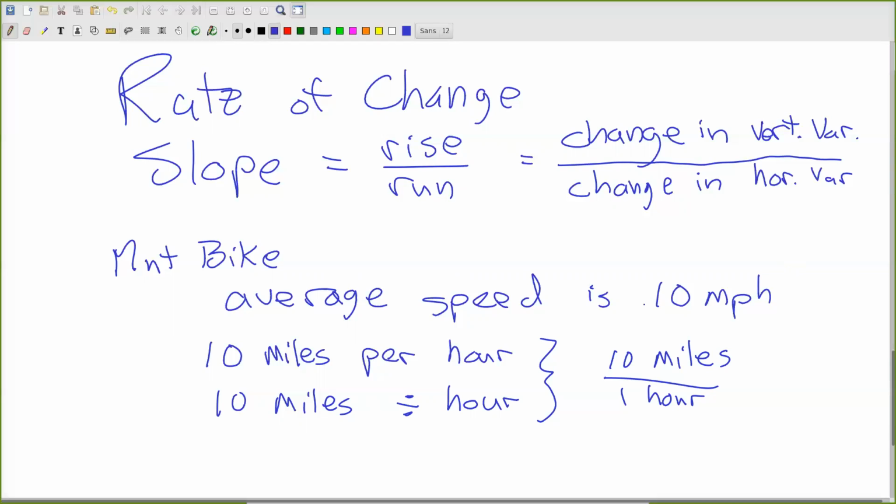And in the numerator here, I have my change in distance. And in the denominator here, I have my change in time. So I want to make a graph of what it would look like for me to look at how much distance I cover over time if I'm out mountain biking. And this is on average. So if it's hillier, it's going to be a little bit different. Uphill is different from downhill, stuff like that.